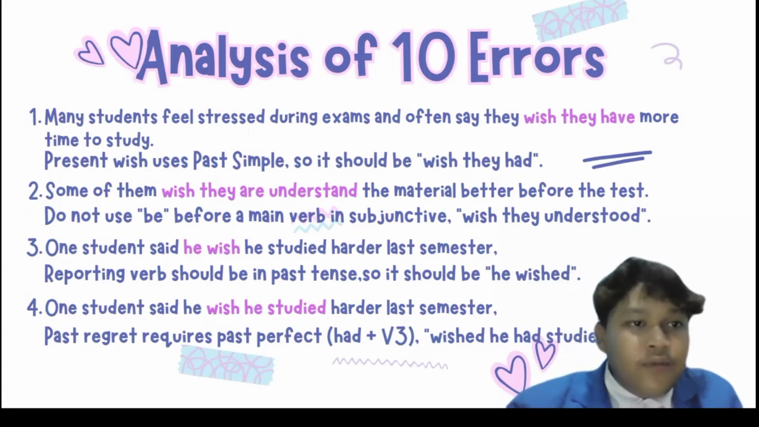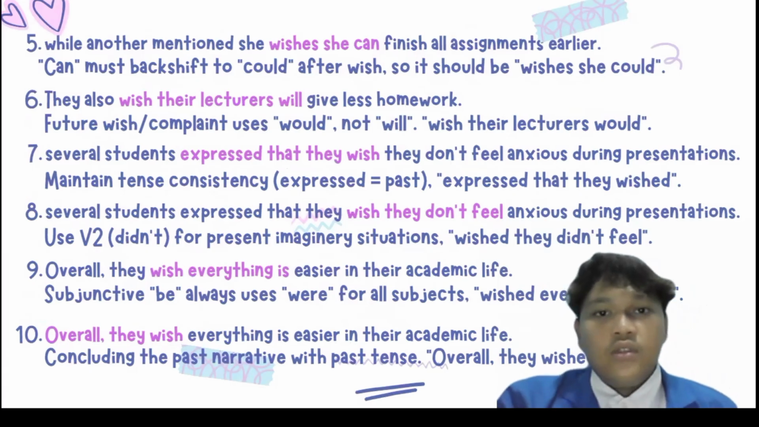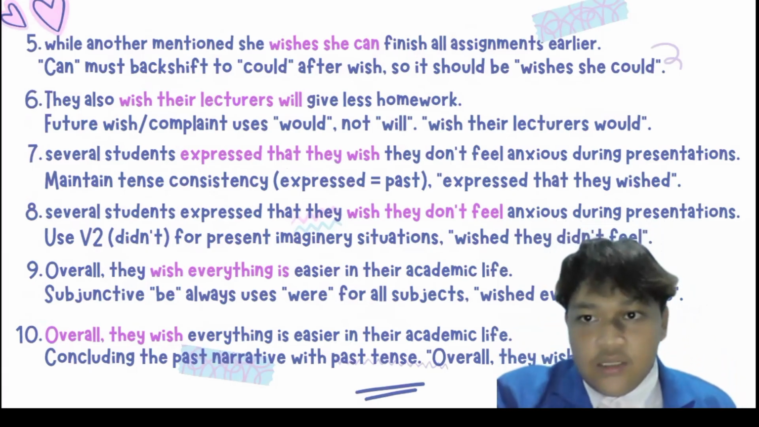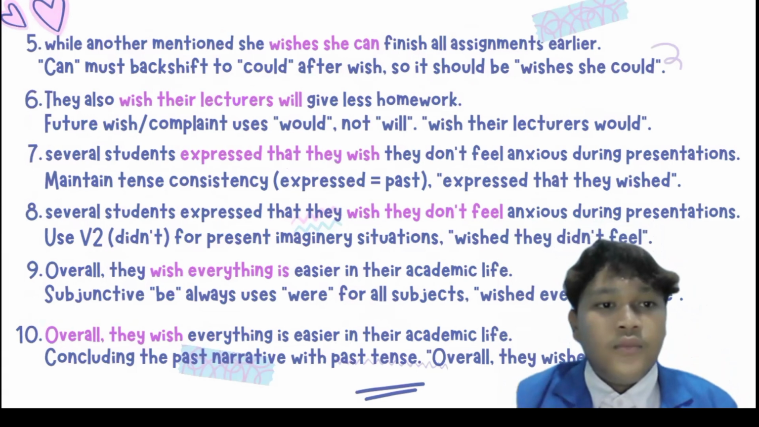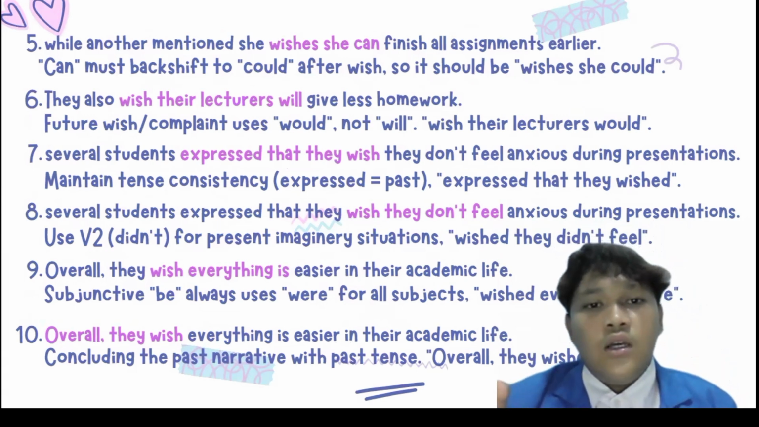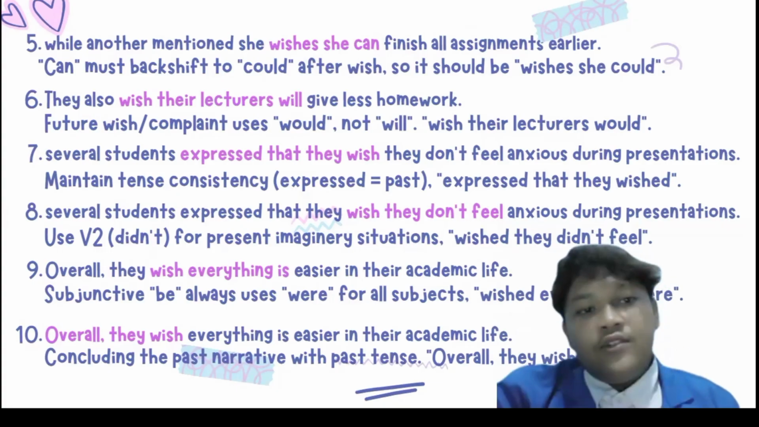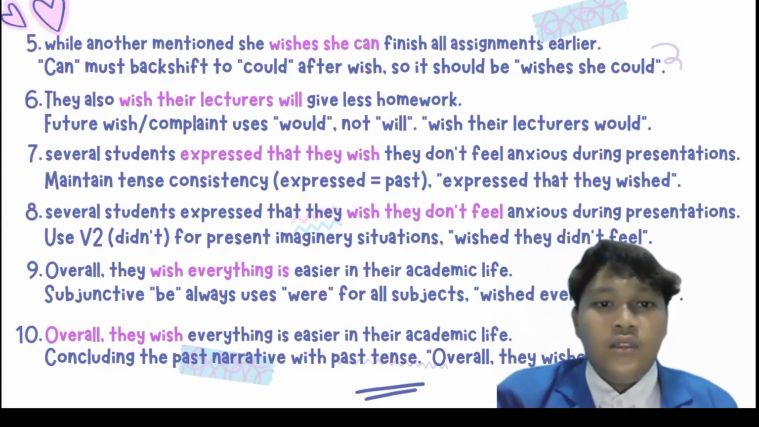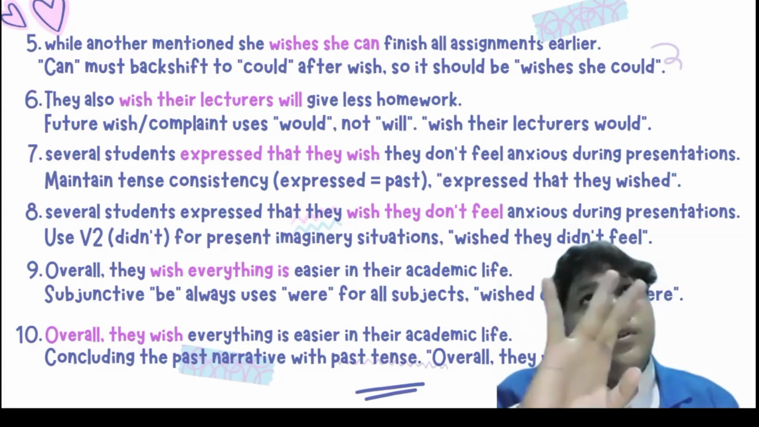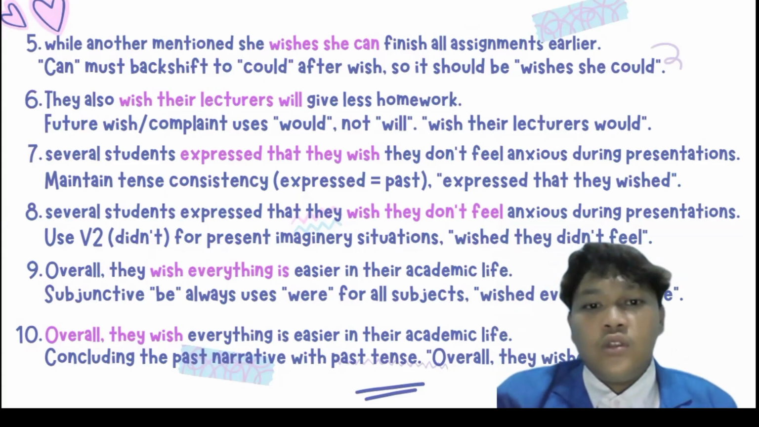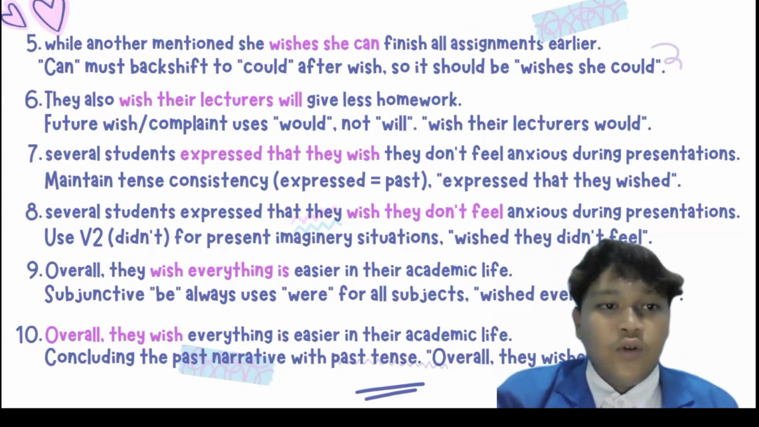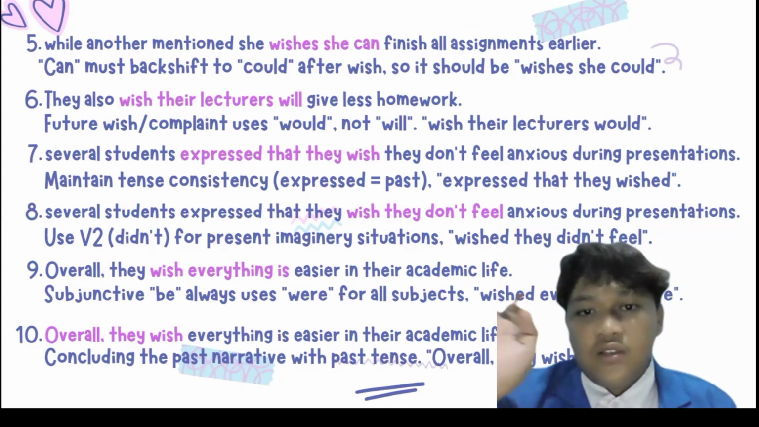The next is number five: "While another mentions she wished she can finish all assignment earlier." Can must be shifted to could after this, so it should be "wishes she could." While another mentioned she wishes she could finish all the assignments earlier. And the next: "They also wish their lecturers will give less homework." A future wish or complaint uses would, not will. So it should be "wish their lecturers would." They also wish their lecturers would give less homework.